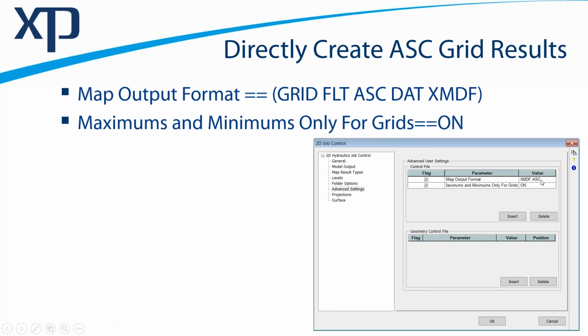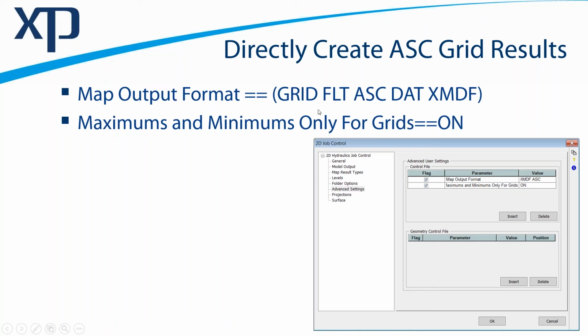That disappears, and then you just put the values. So I've created a model simulation yesterday where I put in map output format, XMDF, which is the default, but I also want the ASCII grid because I want to have the analysis create the file that I'll take to GIS directly without having to go to the utilities or do an export from the layer, etc. And I've chosen that the maximums and minimums only for the grids to be on.